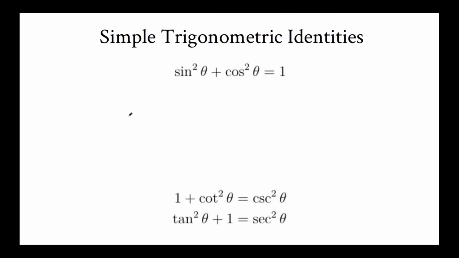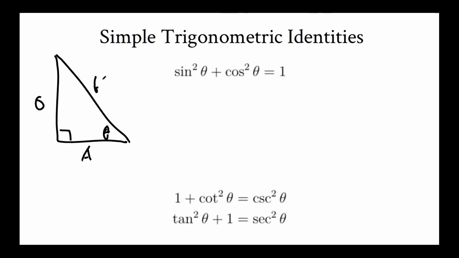Some simple trigonometric identities. So the most fundamental one, or maybe the most basic one, is sine squared of theta plus cosine squared theta equals 1. So let's try to prove this real quick. Let's bring up the right triangle again with theta, adjacent, opposite, hypotenuse. Okay, we'll start with the Pythagorean theorem. So that would be O squared plus A squared equals H squared.